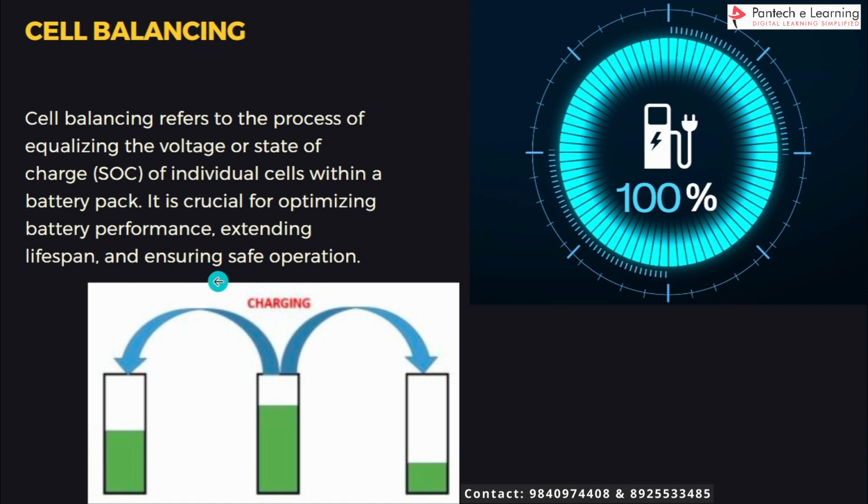Still, there are a few applications where initial cost should be very low and battery replacement is not a problem. In those applications, cell balancing could be avoided. But in the majority of applications, including electric vehicles, cell balancing is mandatory to get the maximum efficiency from the battery pack.